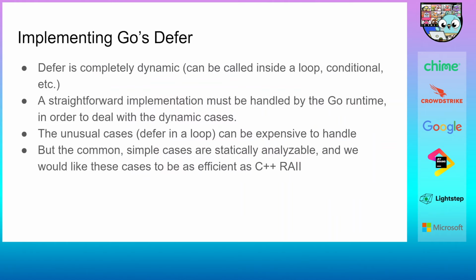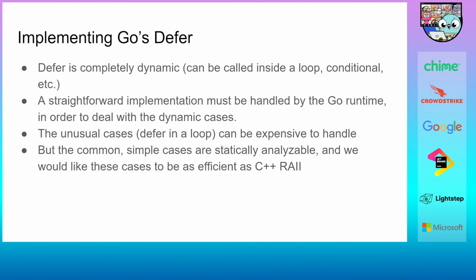Now, however, that does bring us to one of the aspects of defer that could be considered a disadvantage and that complicates the implementation. Unlike most of the related features, defer is completely dynamic. It can be called inside an if statement, as we said, and it can also be called inside a loop. Because of these dynamic cases, especially the case of being called inside a loop, defer must in general be implemented with the help of the Go runtime. The case of defer in a loop can be expensive to handle and may require allocating heap memory.